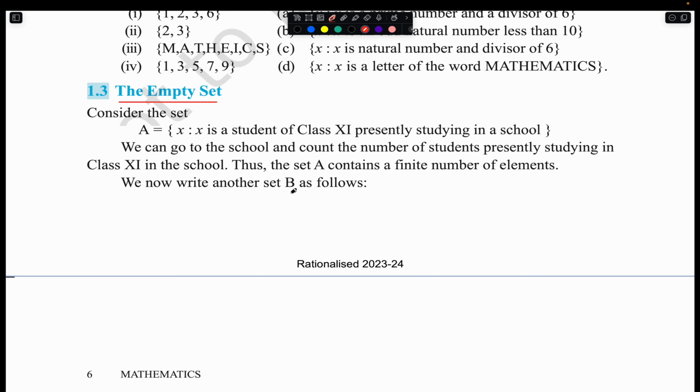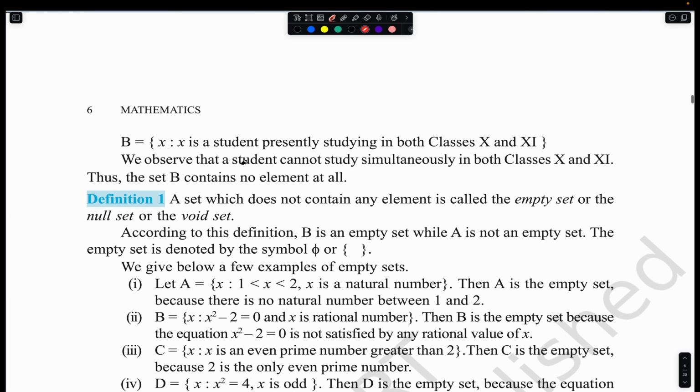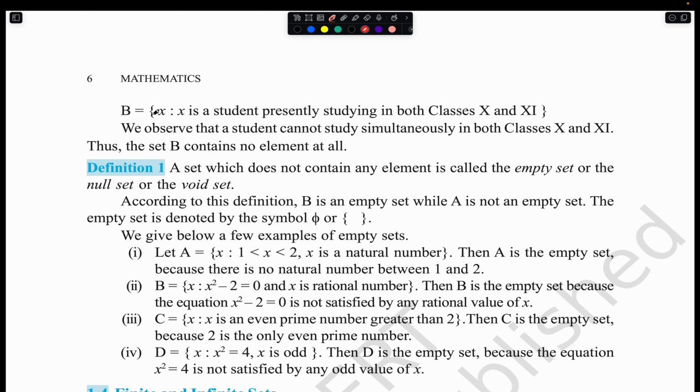Now let's write another set, set B, as follows: the collection of all x's, where x is a student presently studying in both classes 10th and 11th. If you want to identify someone who is simultaneously studying in class 10th and 11th, it is not going to be a possibility, right? Because a single student cannot be present in both classes at the same time. So clearly this set is not going to have any element at all. The set B contains no element at all.